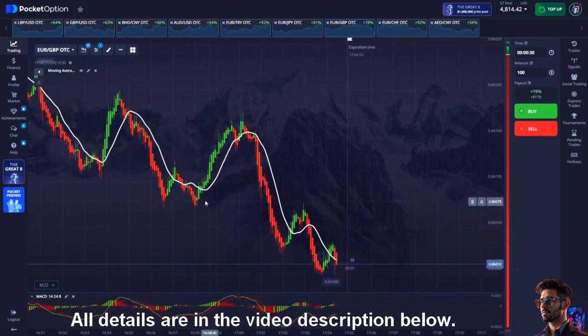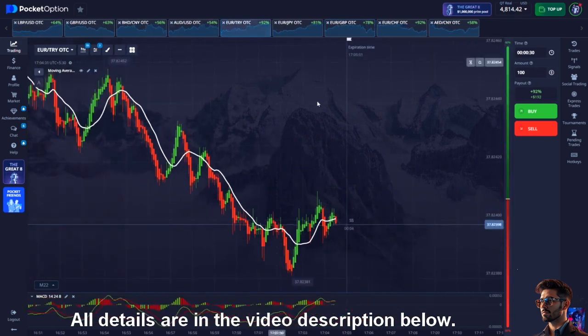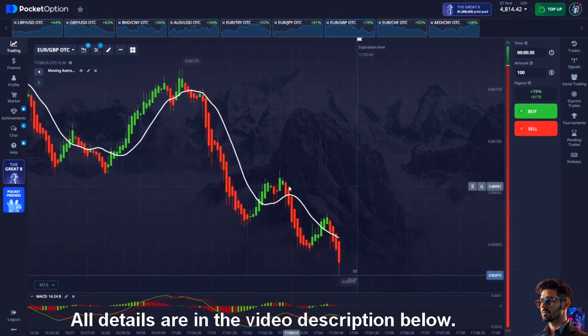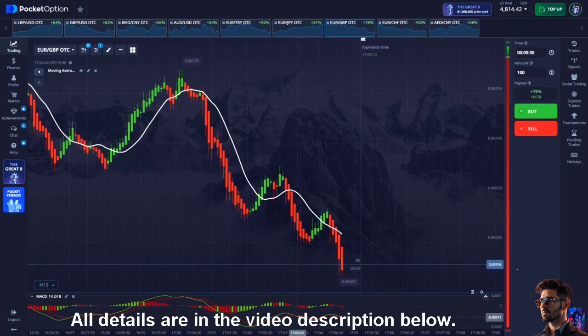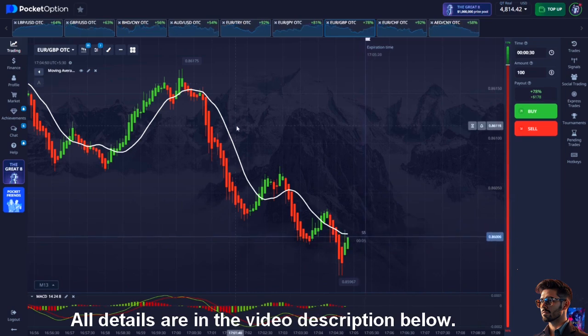After selecting the indicators and changing their settings, find a suitable market with a good winning percentage, and you have to take trade when the market crosses the white line of moving average, as well as the MACD also crosses each other in the same direction. Then we have to take trade in the same direction.